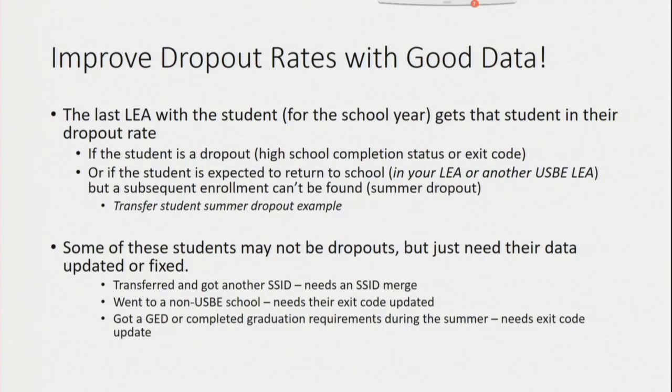So again, the transferred student may have gotten an incorrect SSID number, or they were assigned another one, and therefore it wouldn't match up in the system. They may have gone to a non-USBE school, so in other words, that student could have gone to a private school. You'll want to make sure you update those exit codes so that they don't end up reflecting as a dropout. Or a student that got a GED or completed graduation requirements during the summer would need an update in their exit code as well, though that person would maybe go from dropped out to completed their GED, and then that code would change, and in that case it would not reflect as a dropout.